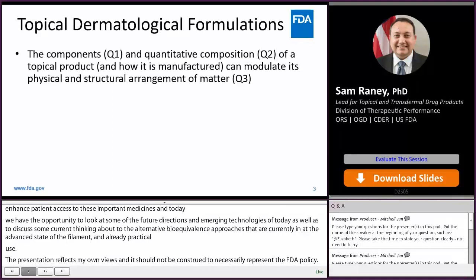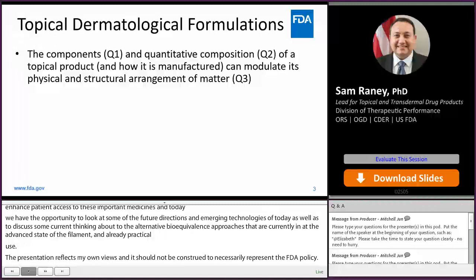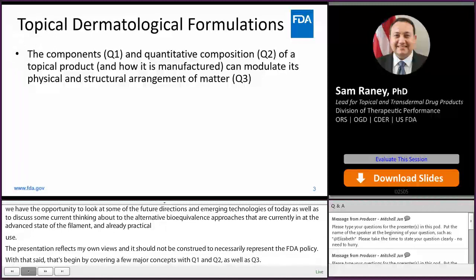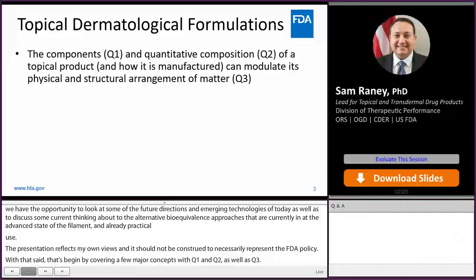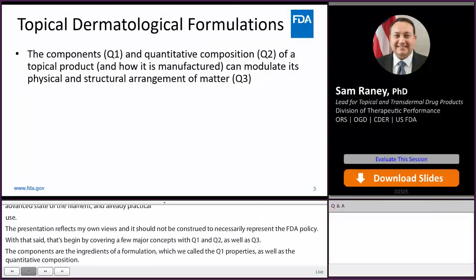So with that said, let's begin by covering a few major concepts with Q1, Q2, as well as Q3. The components or ingredients of a formulation, which we call the Q1 properties of a drug product, as well as the quantitative composition, the percent relative amount of each of those components, or the Q2 characteristics of that formulation.